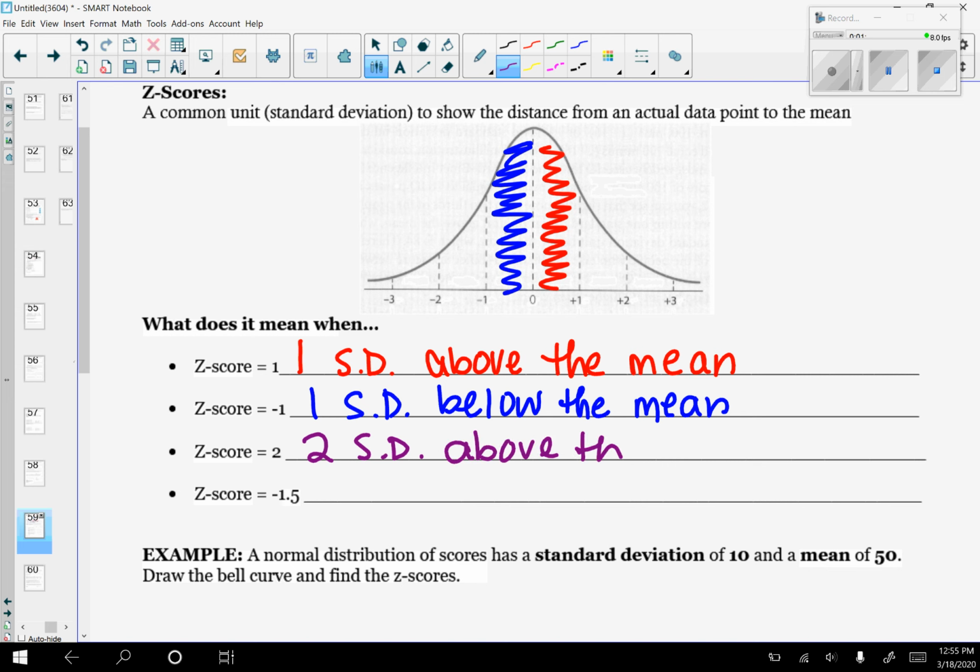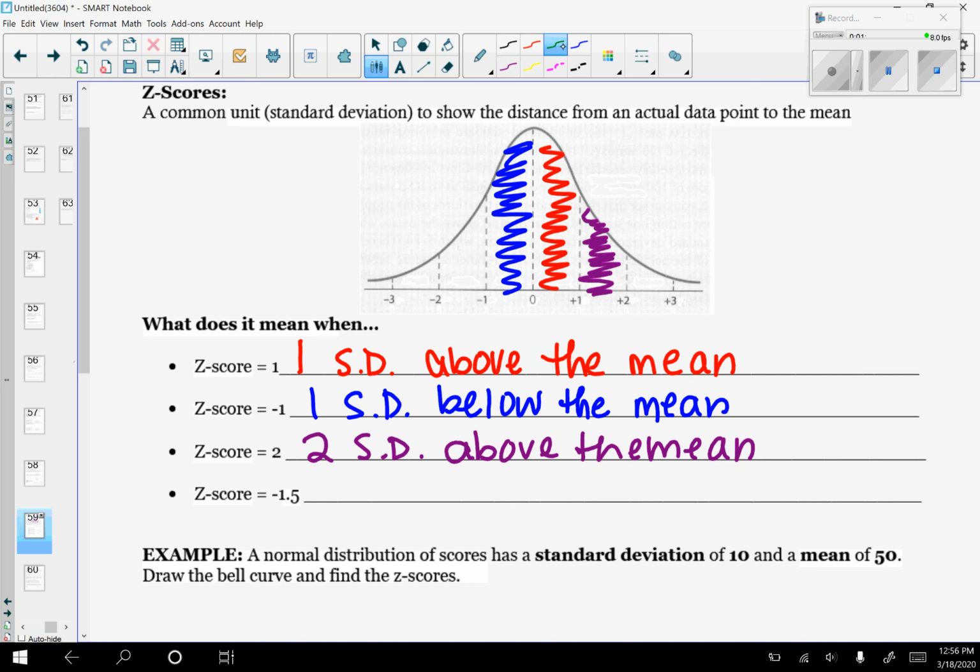Okay, and why do we not just use standard deviation? Why don't you just say you're 10 above the mean, Miss Collin? Because the standard deviation depends on the problem. So this tells me that you're even a little bit further from the mean. You were up here compared to everybody else.